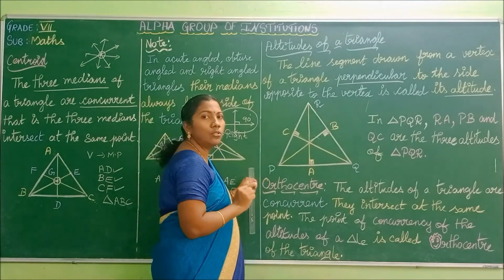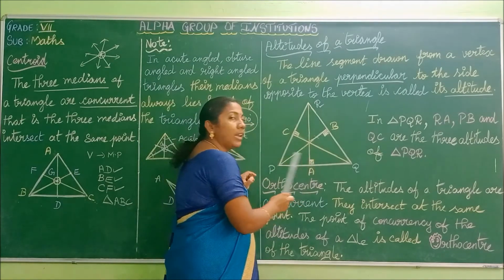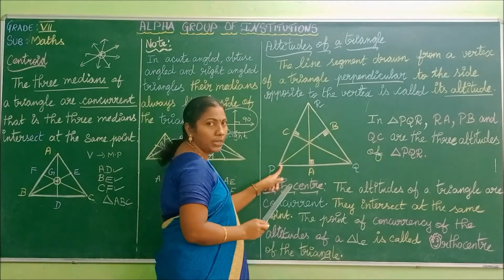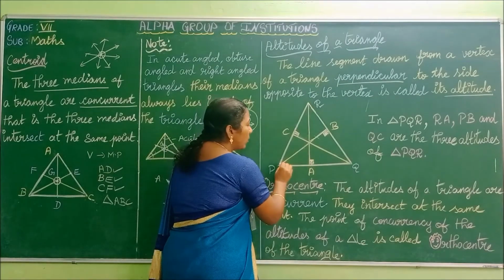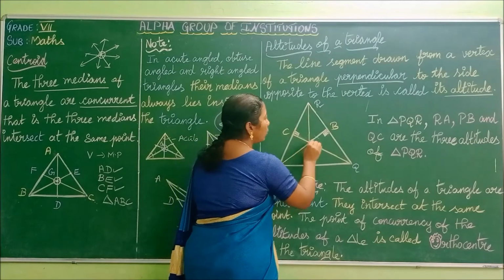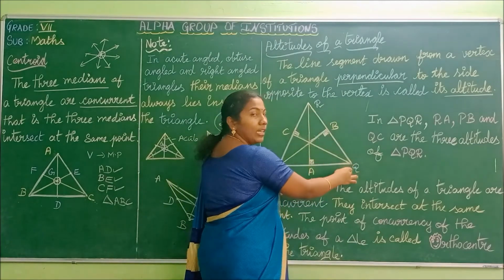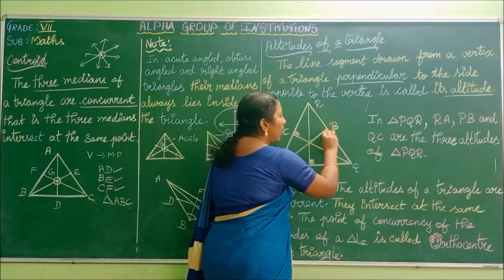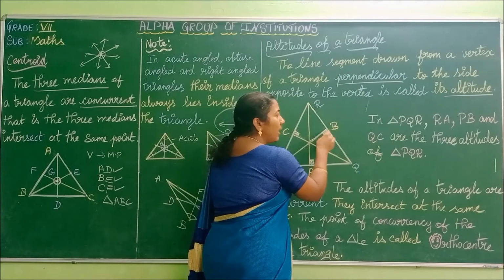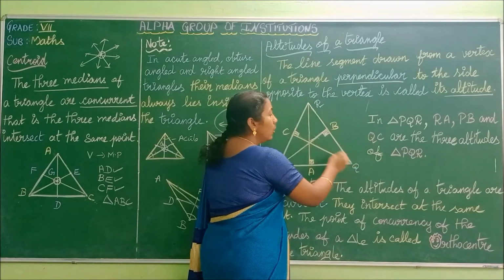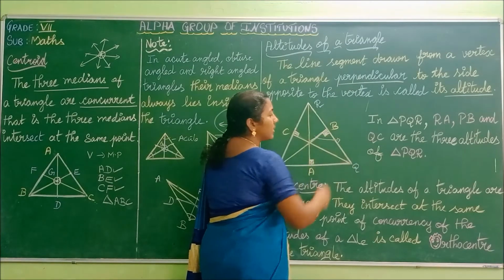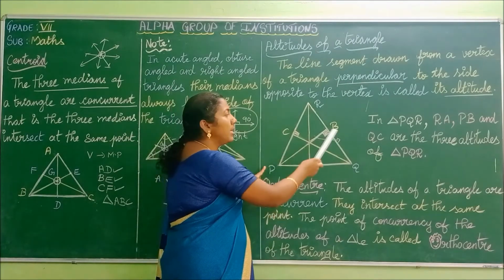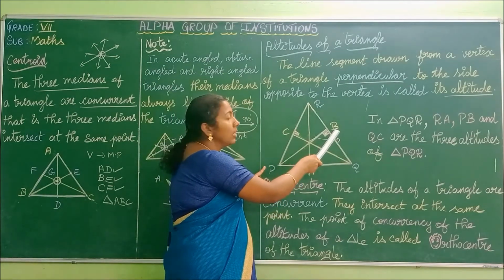Now we are going to draw the perpendicular line from each vertex. First I am choosing the vertex P. Now we are going to draw the perpendicular line to its opposite side. Here which is the opposite side? RQ. So in order to draw this line, it should make 90 degrees with this side. Then only we can call this line an altitude of this triangle. So PB is one of its altitudes.